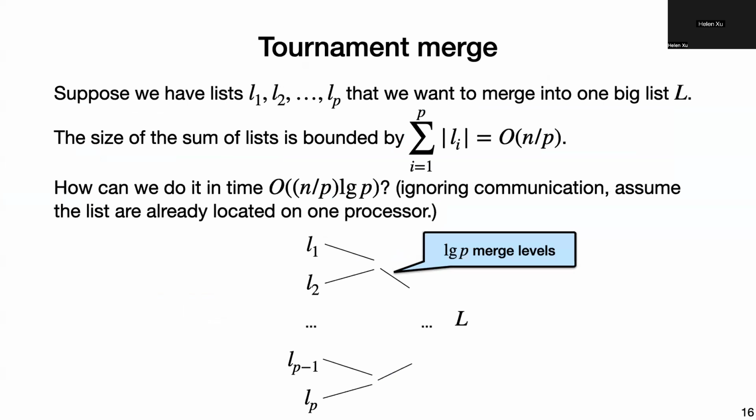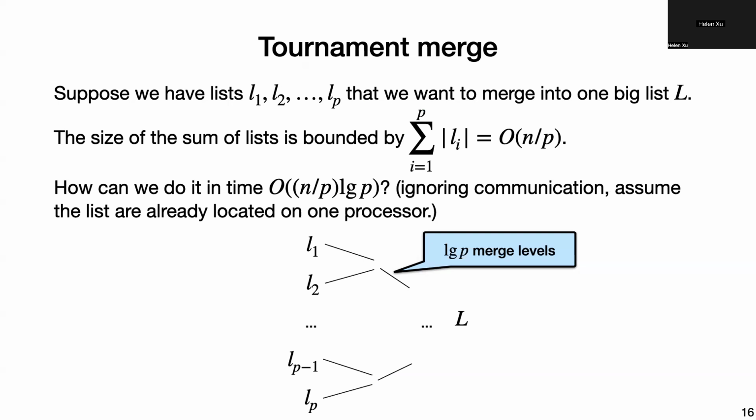We're going to merge them in a tournament. Suppose that we have these lists L1 through LP that we're trying to merge into one longer list L. This is what we're going to do on every processor. Every processor has their locally sorted list, so they're just shipping a sorted portion to the other processors. Because we chose good splitters, the sum of the sizes of the lists is bounded by order n over p, similar to an even split.